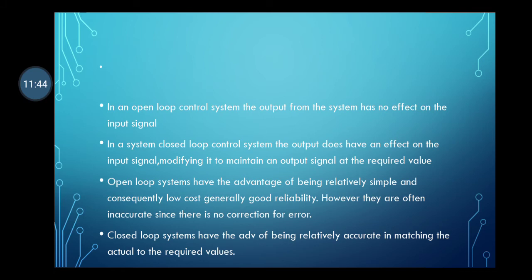In an open loop control system, the output from the system has no effect on the input signal. In a closed loop control system, the output does have an effect on the input signal, modifying it to maintain the output signal at the required value.